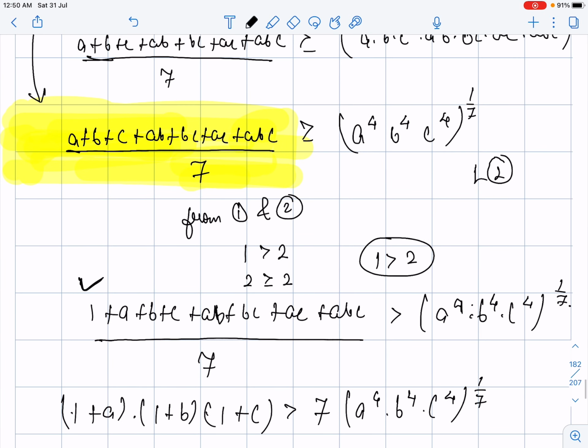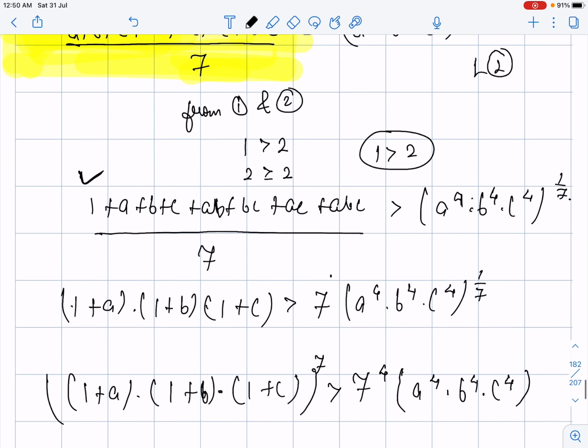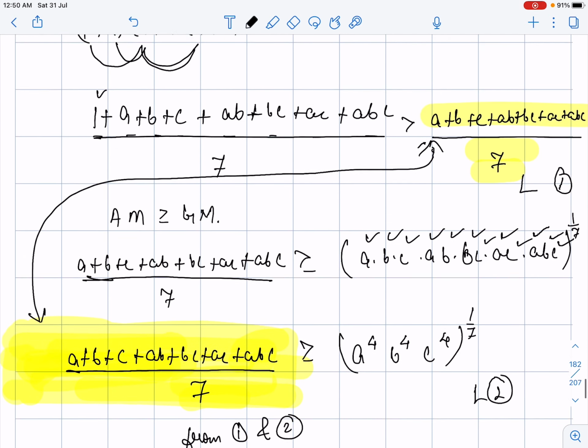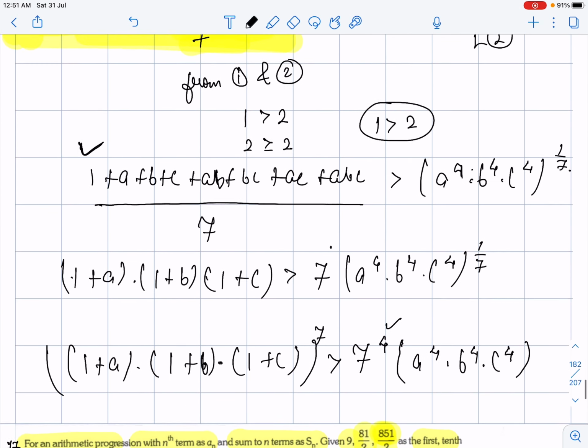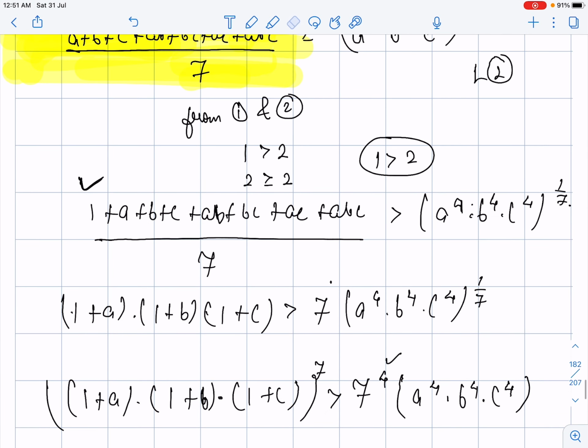So guys, here what will be coming? 7 to the power 4 will be coming, and that only we have taken. Guys, 7 to the power 4 will not be there. 7 to the power 7 will be there, because we are taking the 7th power on both sides.